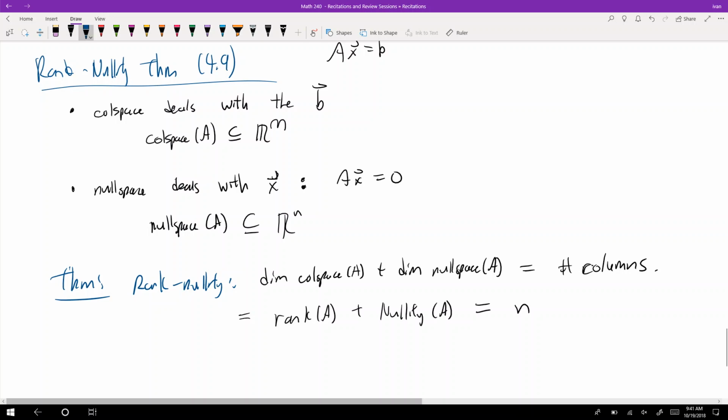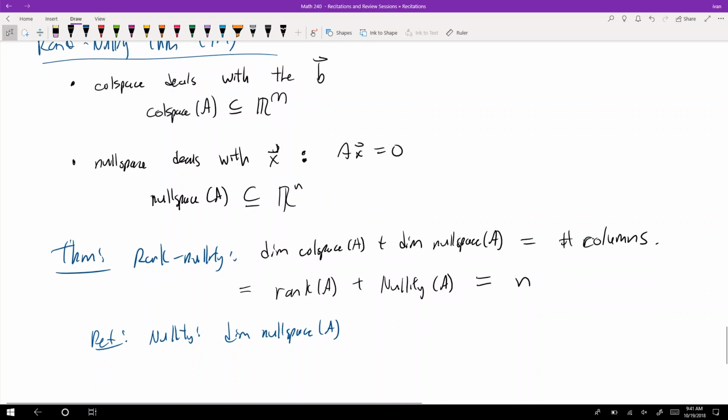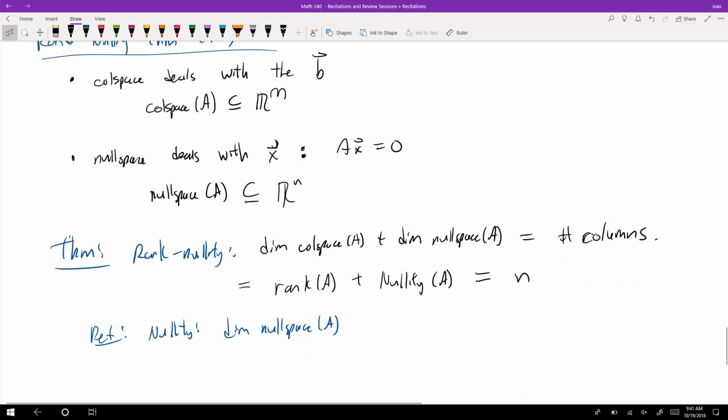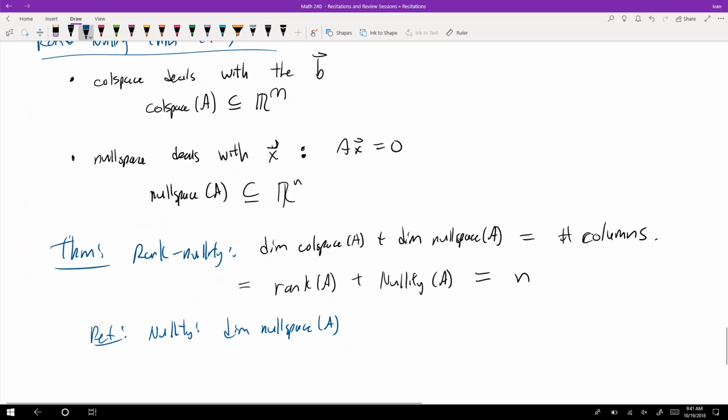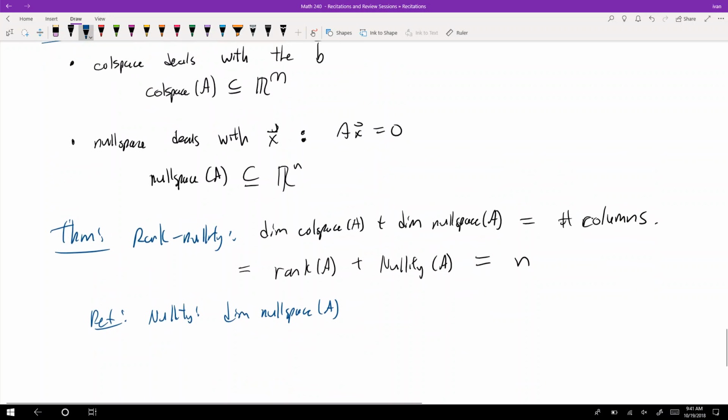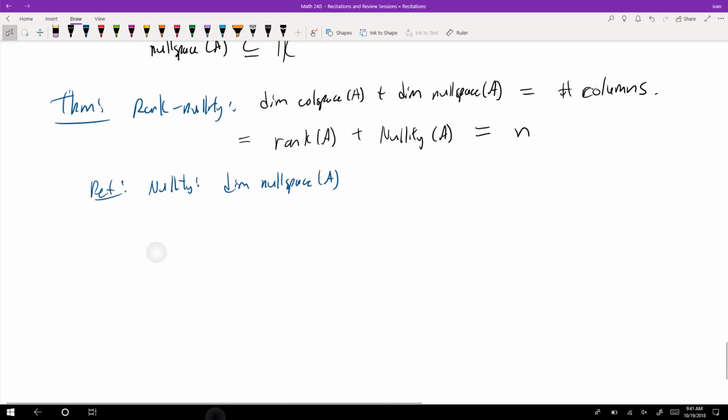And so let's just say the definition of nullity, we're just going to write it in here, is the dimension of the null space. Okay. So the Rank-Nullity theorem ties together pretty much these two seemingly unrelated subspaces. So let's look at an example. We're going to look at an example of just showing that this thing holds.